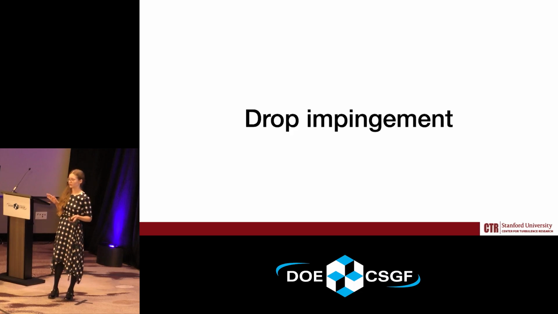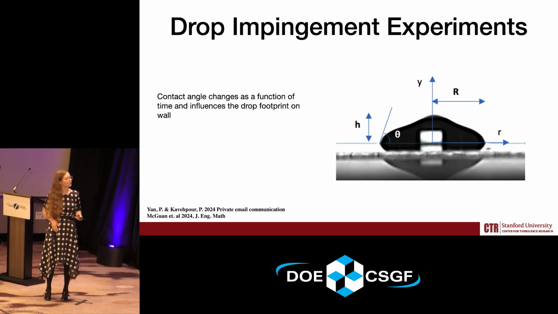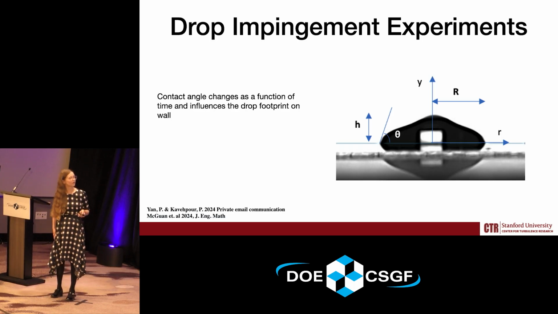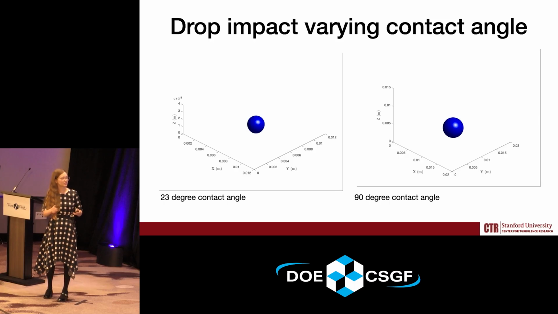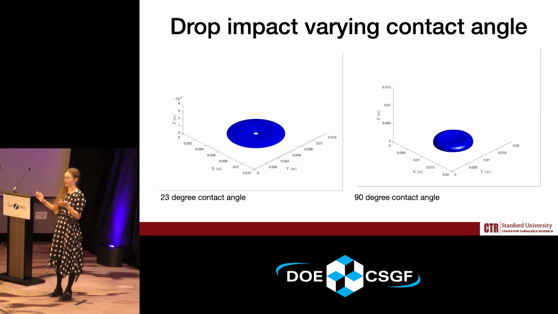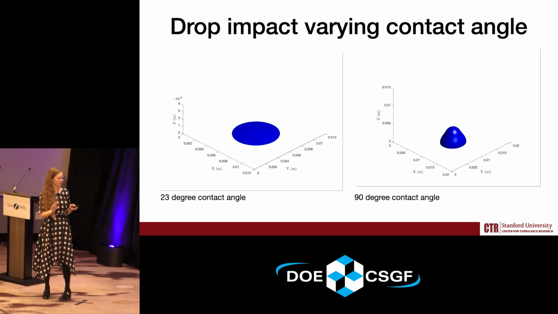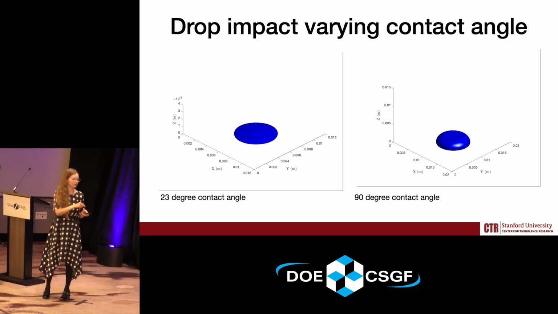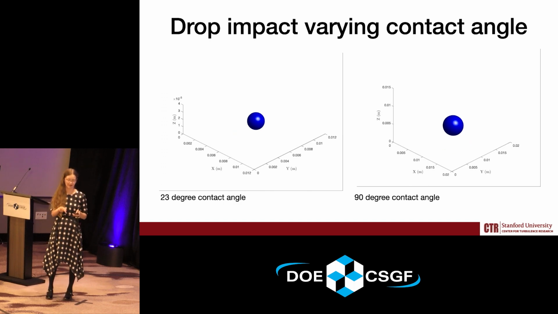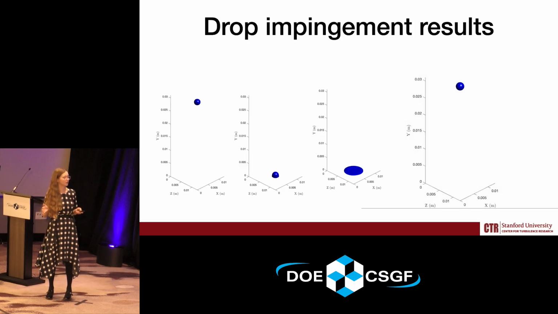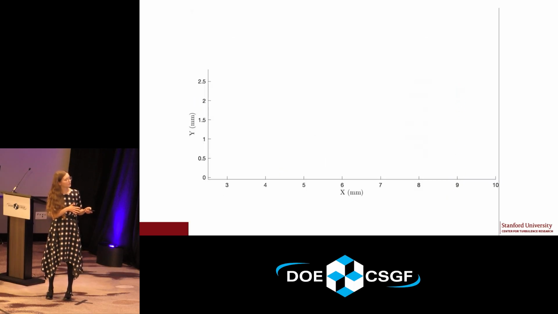And so first we're going to go through some drop impingement calculations. We have this experiment set where the contact angle of the impinging drop changes as a function of time and then couples in and influences the drop footprint on the wall. With just the naive approach, where we don't really care and we just set any contact angle, we see that the dynamics of the drops are vastly different depending on whether we set a 23-degree contact angle versus a 90-degree contact angle. So we have to be very deliberate with our treatment here. What we do is we take the static contact angle reported by the experiment, use our dynamic model, and then we get these results, which I'll show in a zoomed-in video.